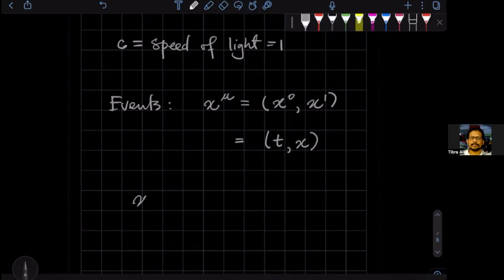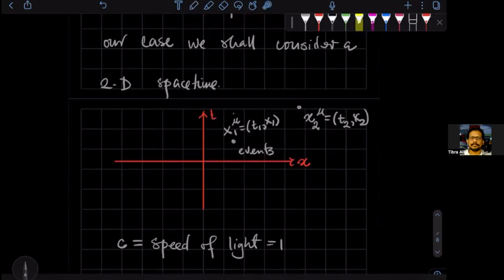And when I say x mu 1, this is a label for the point. Okay, so for example, this is point number 1. So this label is referring to point number 1. This is point number 2. This label is referring to point number 2.